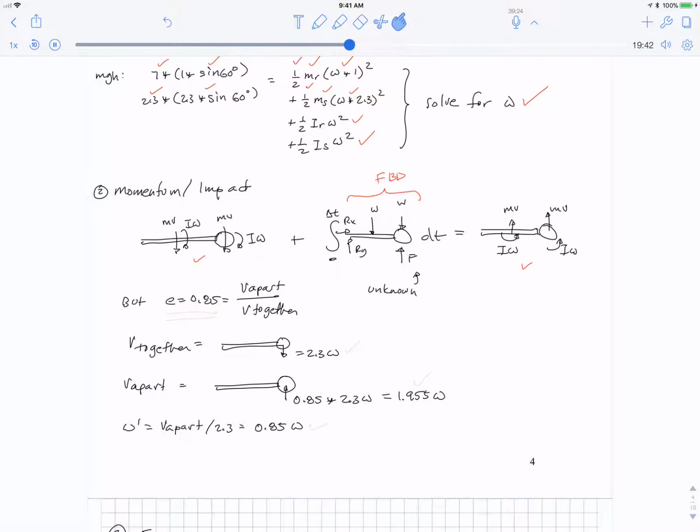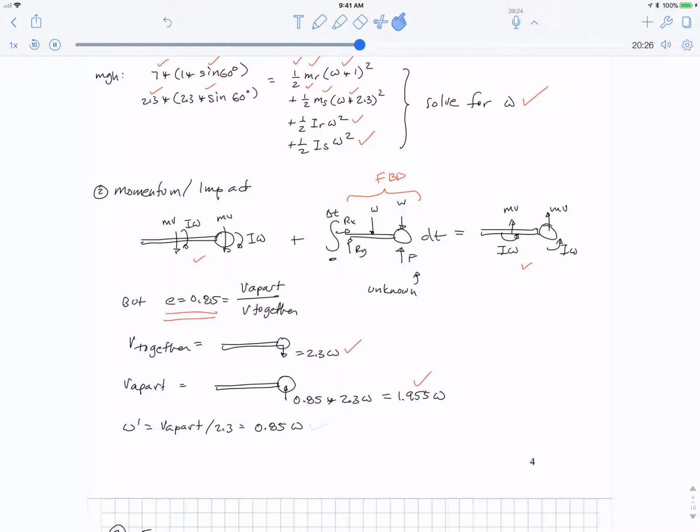But if this were a momentum problem where you're given the forces, this is what you would do. Instead, what we're going to use is this coefficient of restitution, 0.85. The definition of that is the velocity apart divided by the velocity together. What it's saying is that after it bounces, the velocity apart is 85% of the velocity before the collision. So coming together, we know the velocity of the ball is 2.3 omega, and you just solve for that omega. And so that means afterwards, the velocity coming up away from the ground is 85% of that. So 0.85 times 2.3 is 1.955 omega.